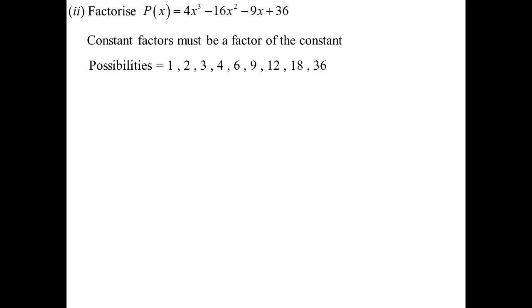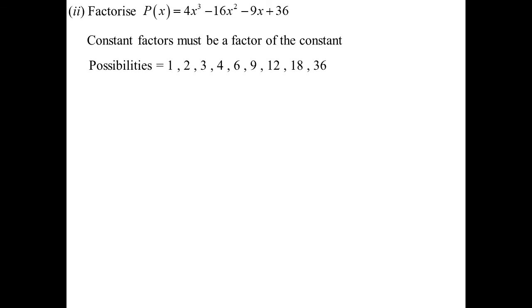Let's try this one then. They have given me no idea about any of the factors here. So we have to guess. We're going to try the factor theorem, we're going to have to guess. But we don't just randomly guess, we use intelligent guesses. Because we know that it must go into the constant number of 36. So I could try 1, 2, 3, 4, 6, 9, 12, 18, or 36.